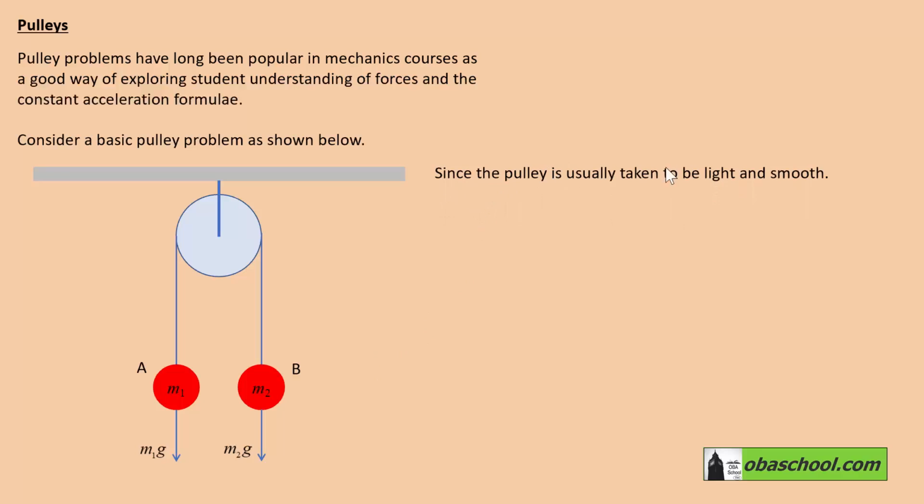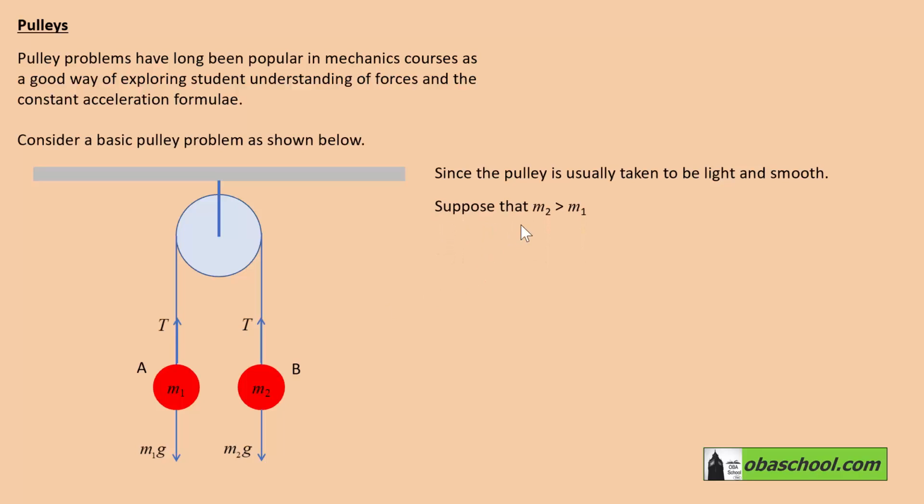Since the pulley is usually taken to be light and smooth, we would have tension here, and that would be the same tension because of this modeling assumption and the fact that the string is usually taken as light and inextensible.